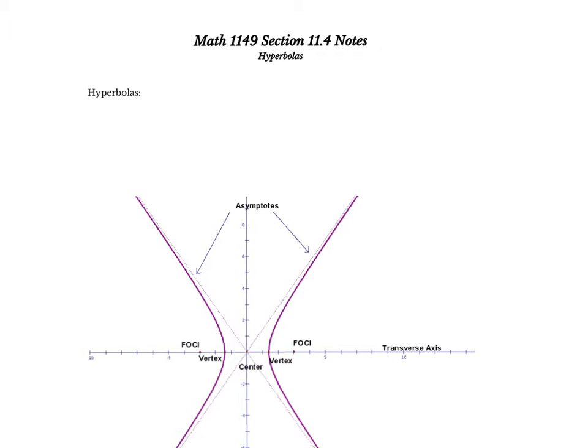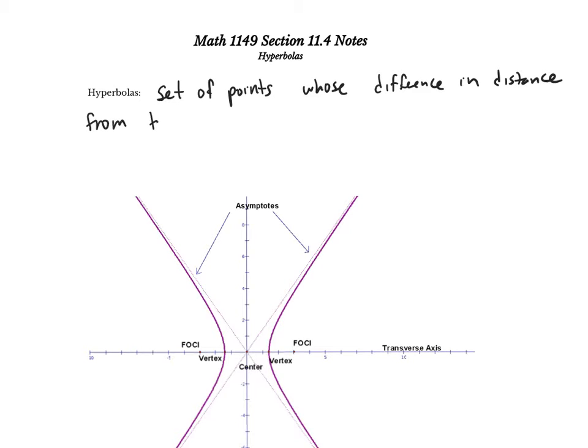Okay, in section 4, we're going to look at our last conic section, which is a hyperbola. Now, a hyperbola is a set of points whose difference in distance from two fixed points is a constant. And we'll talk about what that means, but this is the official definition. And these two fixed points are, again, called foci. But instead of adding like an ellipse, it is subtracted. It's a difference.